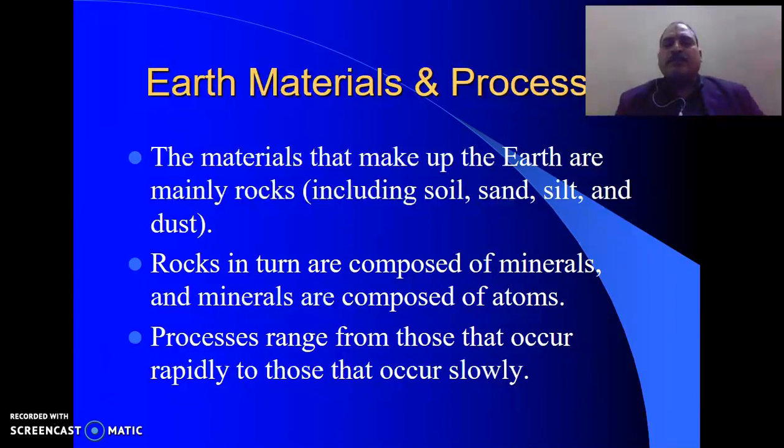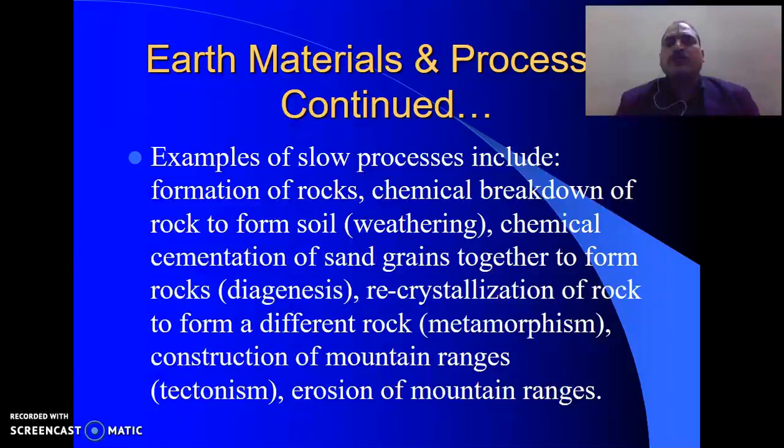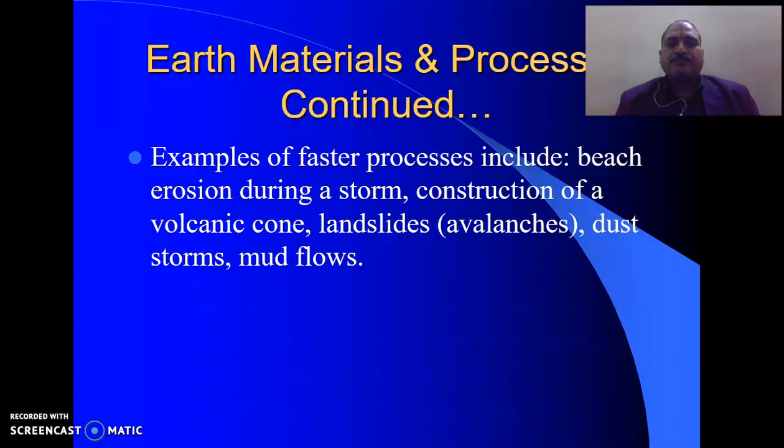The materials that make up the earth are mainly rocks, which include soil, sand, silt, and dust. Rocks in turn are composed of minerals, and minerals are composed of atoms. Processes range from those that occur rapidly to those that occur slowly. Examples of slow processes include formation of rock, chemical breakdown of rock to form soil, chemical cementation of sand grains together to form rock, recrystallization of rock to form a different rock, construction of mountain ranges like tectonism, and erosion of mountain ranges. Examples of faster processes include beach erosion during a storm, construction of a volcanic cone, landslides, avalanches, dust storms, and mud flows.